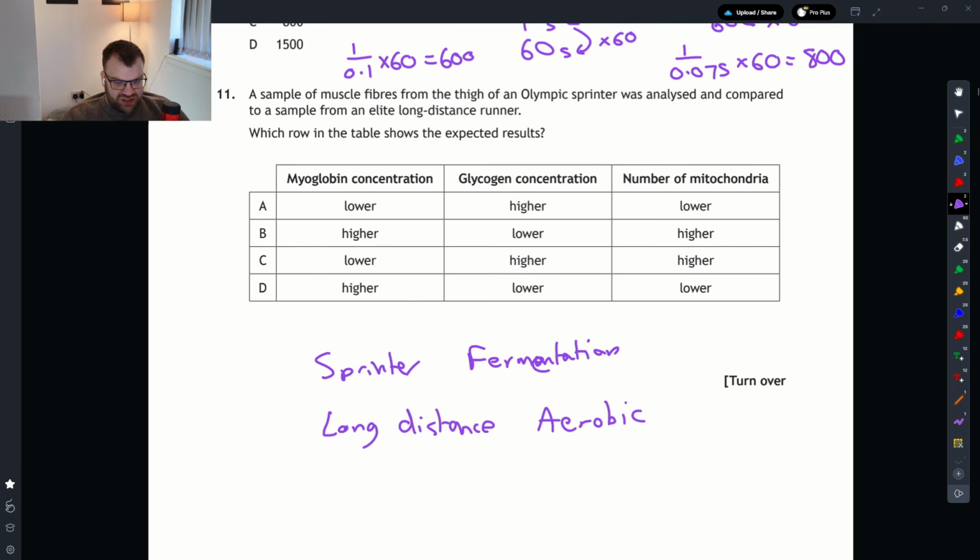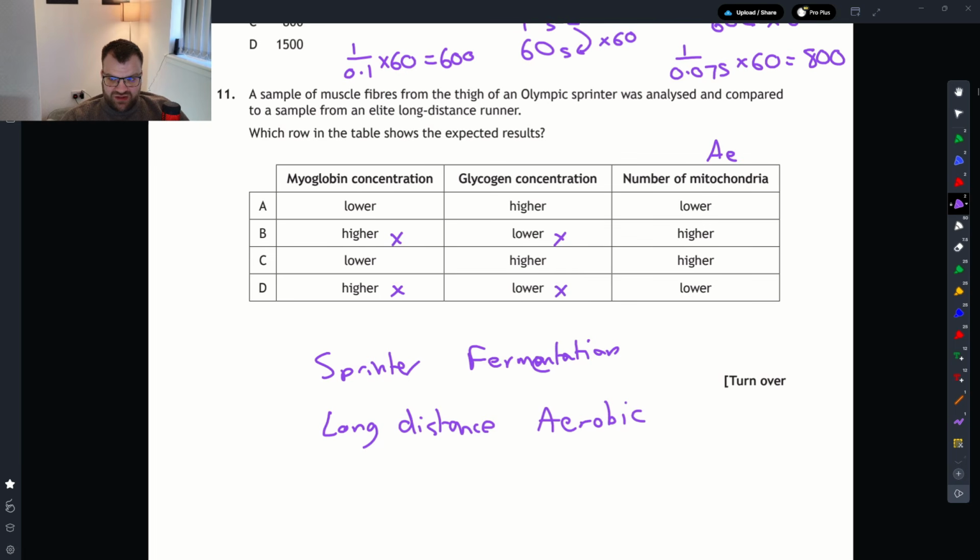Myoglobin stores oxygen. They are then going to be lower because there's less aerobic respiration happening. So get rid of that and get rid of that. Energy sources are glycogen or fat. Glycogen is what the sprinters would be using. So that means that's going to be higher. Get rid of the lower ones, which we've already got rid of, to be fair.